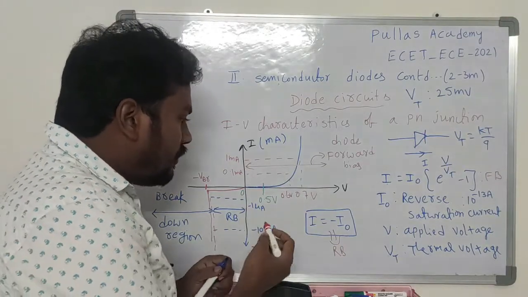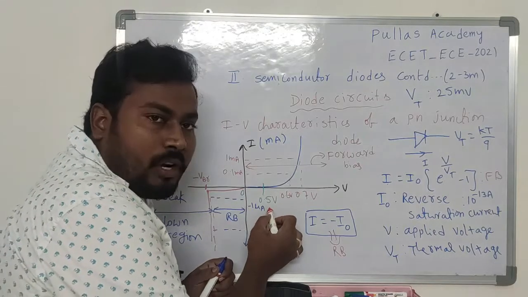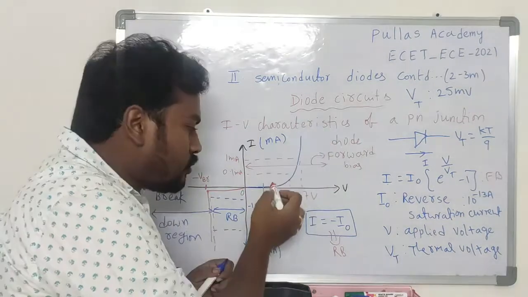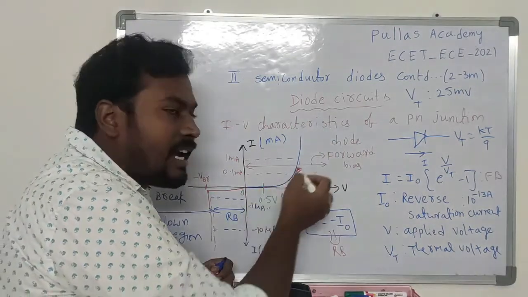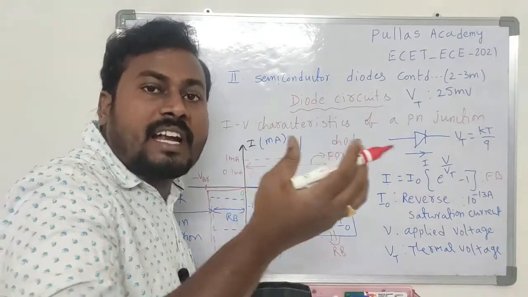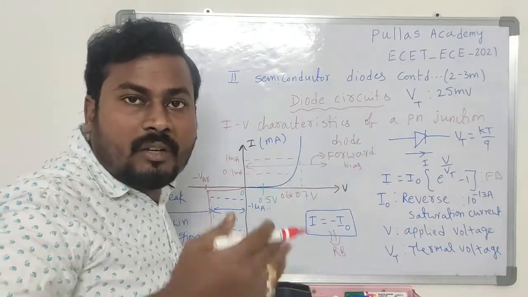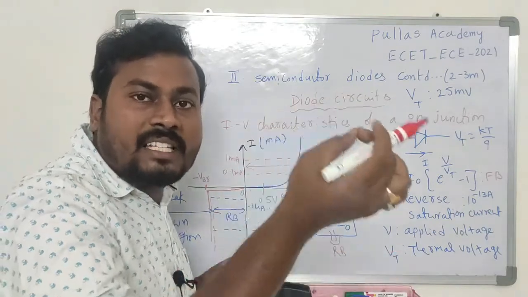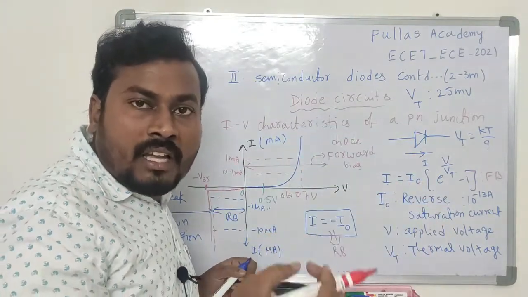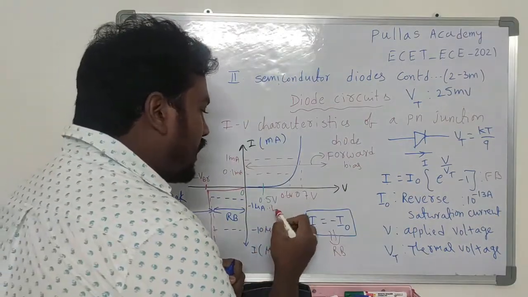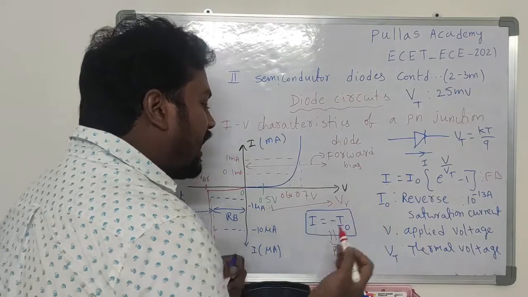And this voltage here is the voltage at which the diode starts conducting. Let me repeat this again. The voltage at which the diode starts conducting is called the cut-in voltage of the diode. So this voltage we will call V gamma.